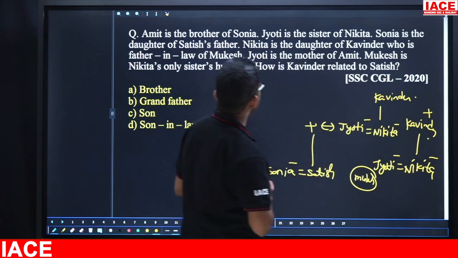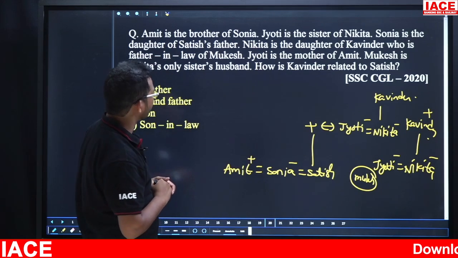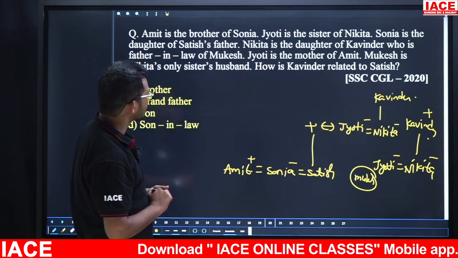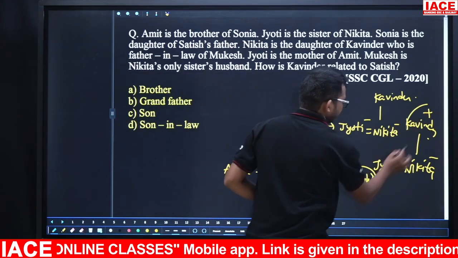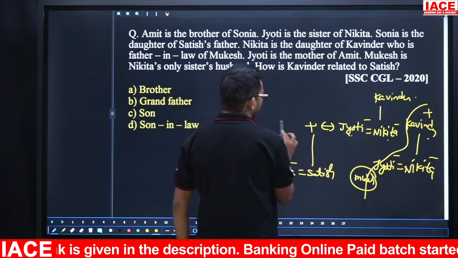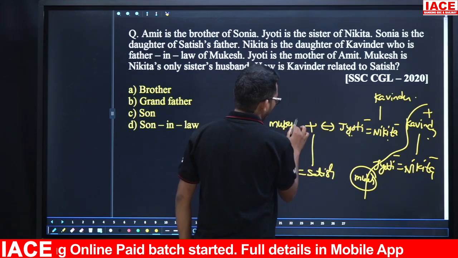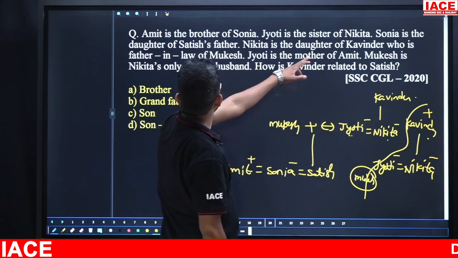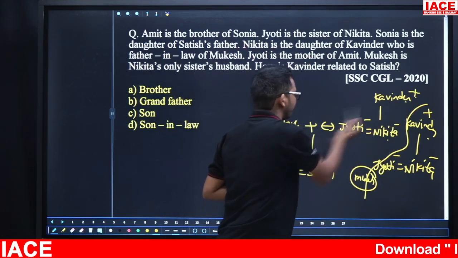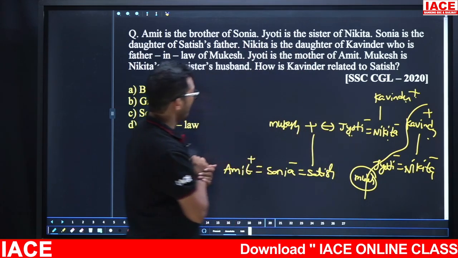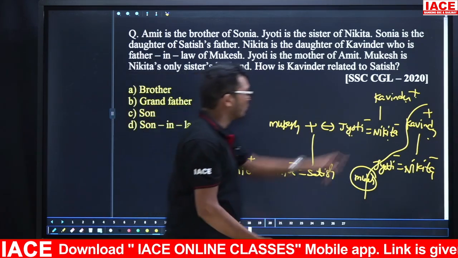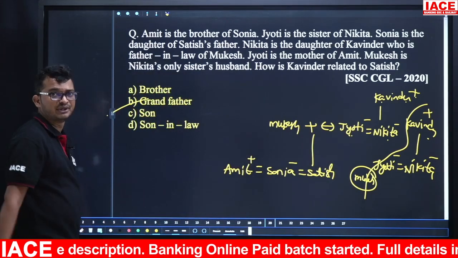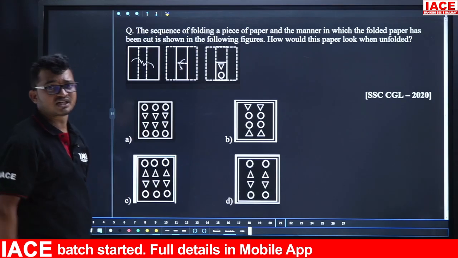Here the given is: Nikita is daughter of Kavinder, who is the father-in-law of Mukesh. Jyoti is mother of Amit. Mukesh is Nikita's only sister's husband. Now friends, Nikita's only sister is Jyoti. Jyoti's husband is Mukesh. Now Mukesh is son-in-law of Kavinder. The question is: how is Kavinder related to Satish? The answer is grandfather. Grandfather means answer is option B. Take next question. Your time starts now.